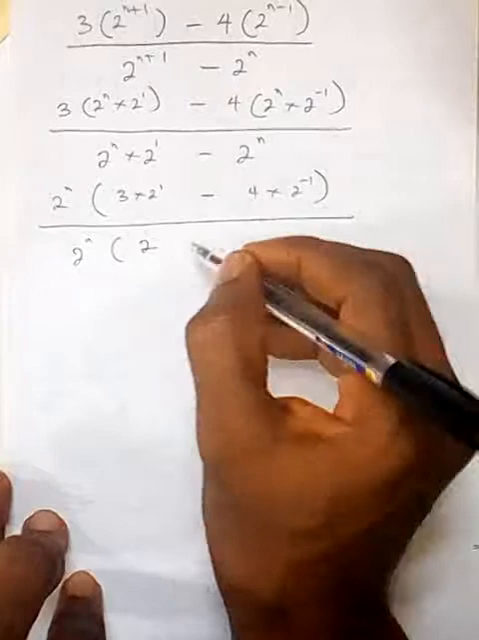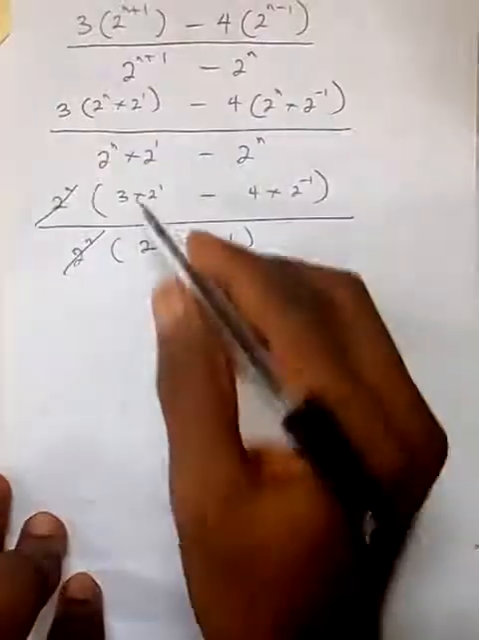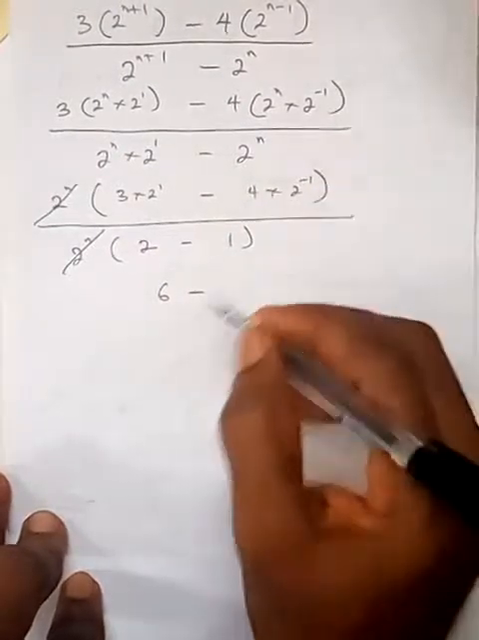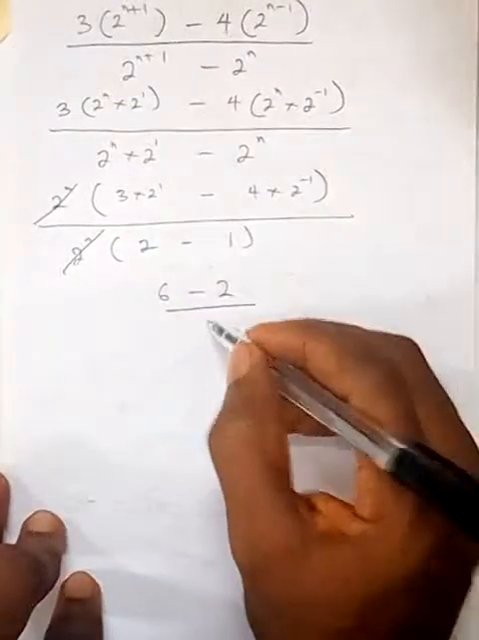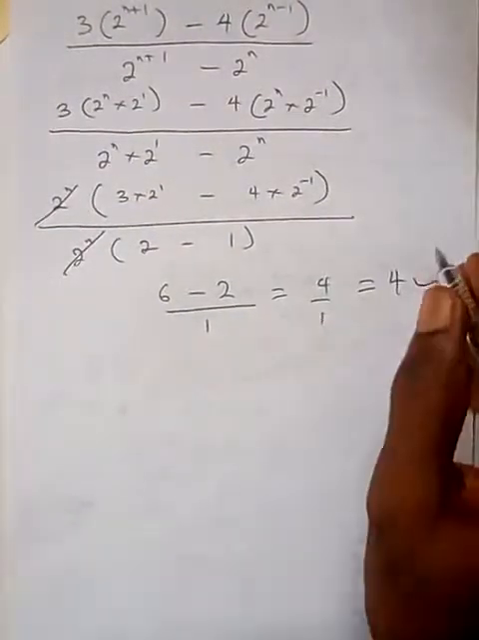We're left with 2 minus 1. I've brought this out. So this can take care of this. This time this is 6 minus, this is 1 over 2. 1 over 2 times that is 2 over, this is 1, which is 4 over 1, which is 4. Okay.